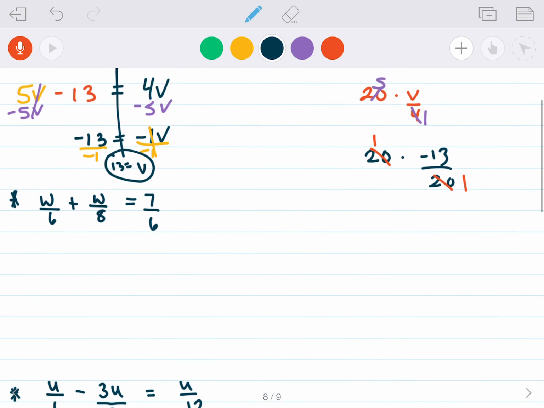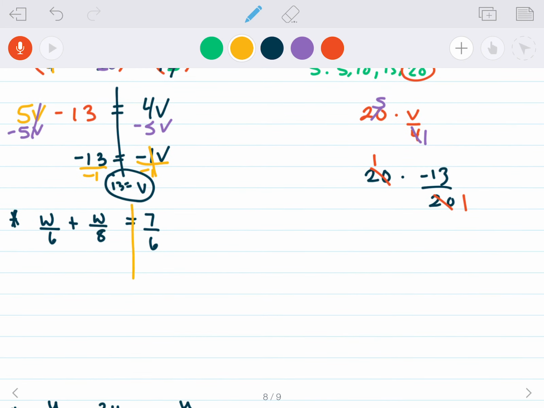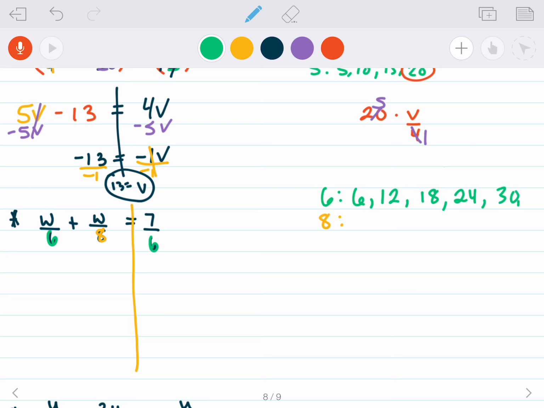Okay, let's do the next one. So we have some denominators here that we can find the least common multiple of. We have 6, 8, and, well, 6 again. All we need is 6 and 8, really, because we have two 6s. So 6 and 8 is the least common multiple. 6 times 1 is 6. 6 times 2 is 12. 6 times 3 is 18. 6 times 4 is 24. 6 times 5 is 30, etc.